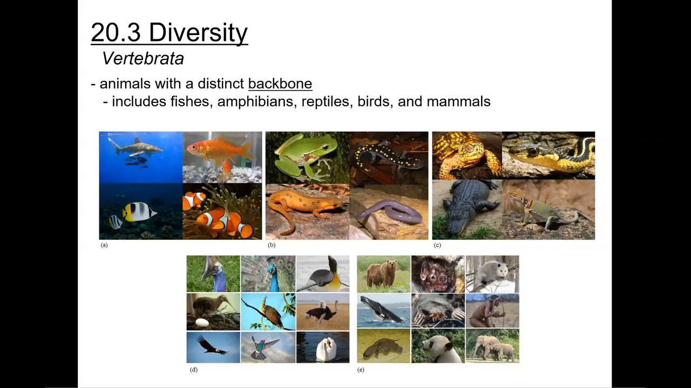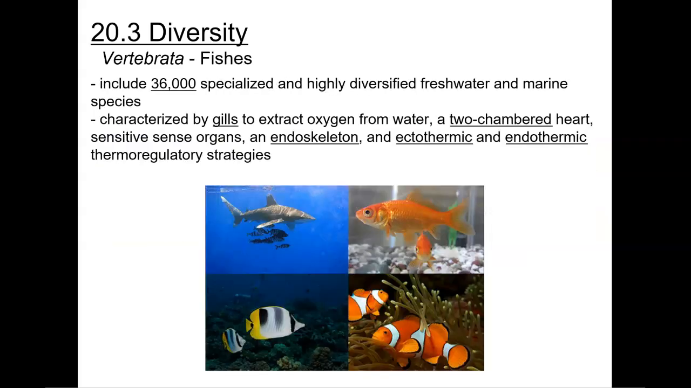Vertebrata is going to be animals with a distinct backbone. So these are our vertebrates. These are going to include fishes, amphibians, reptiles, birds, and mammals. There's about 36,000 species and highly diversified freshwater and marine species.